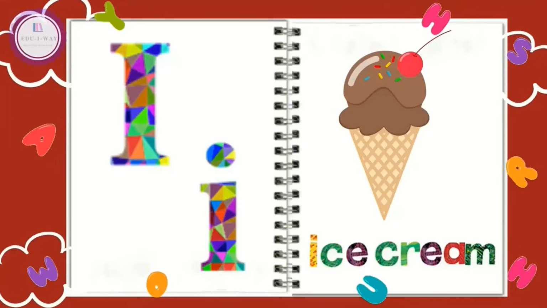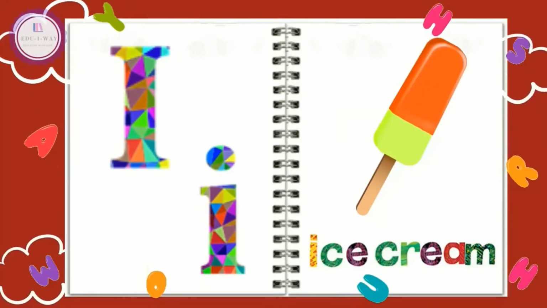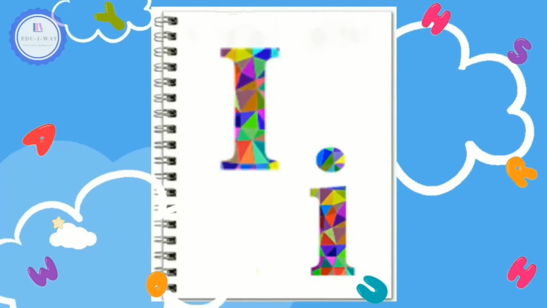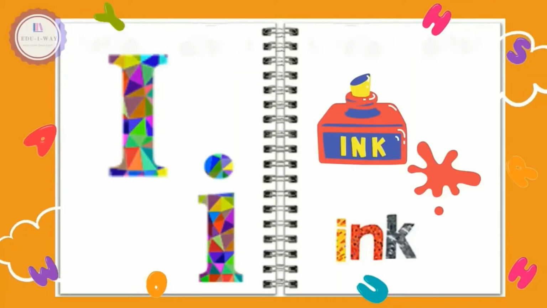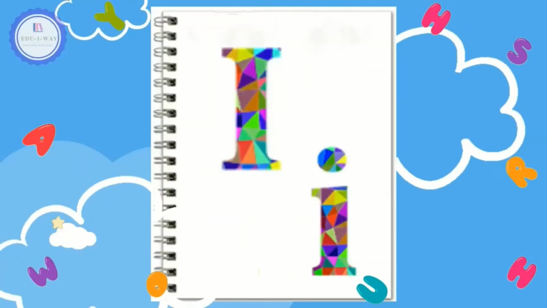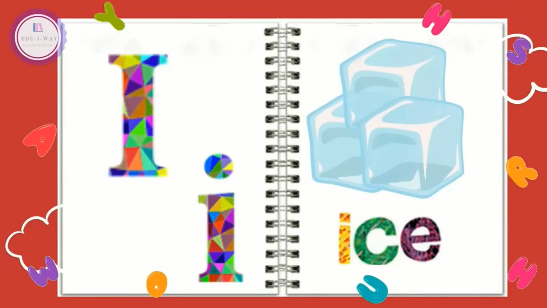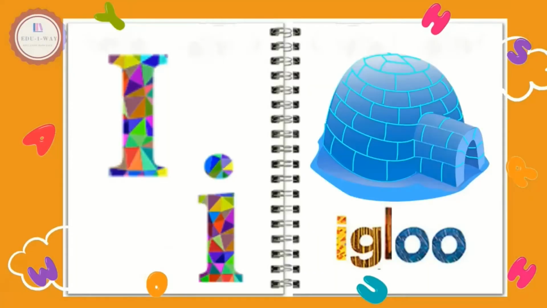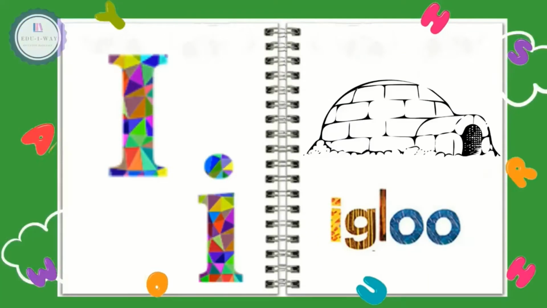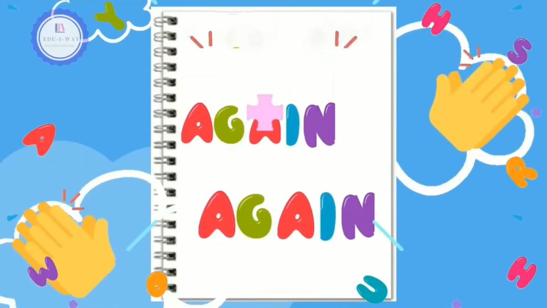I for ice cream. Ice cream, ice cream, ice cream. I for ink. Ink, ink, ink. I for ice. Ice, ice, ice. I for igloo. Igloo, igloo, igloo. Yay!